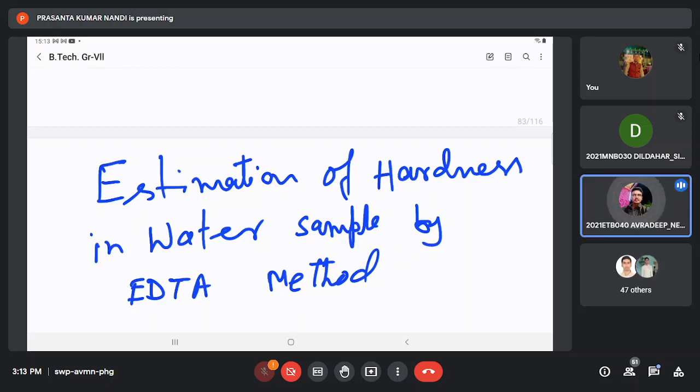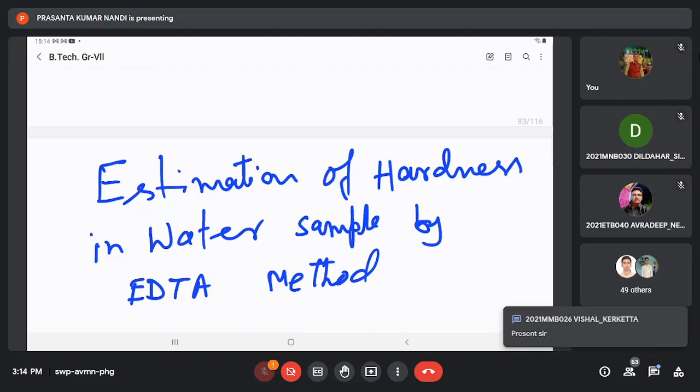So salts of magnesium and calcium bring hardness to water. Yes, but any soluble salts give you the permanent hardness, or sometimes there are certain salts which if you heat or boil, some precipitate may be eliminated in the form of some precipitate, and those we call temporary hardness of water.